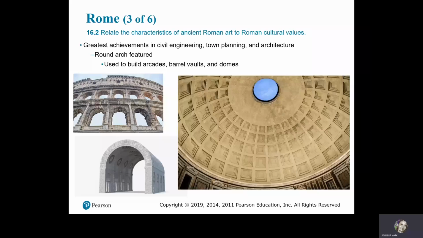Greatest achievements in civil engineering, town planning, and architecture. The round arches featured in Rome were used to build arcades, which is in the top upper left, barrel vaults just below that, and domes just to the right. Example from the Pantheon.